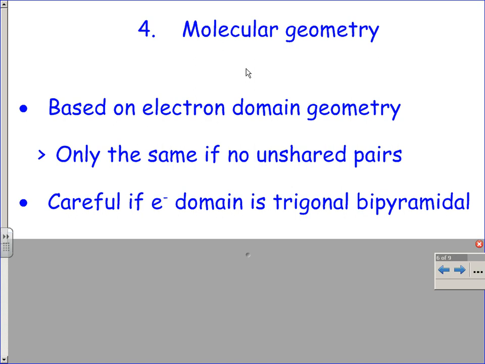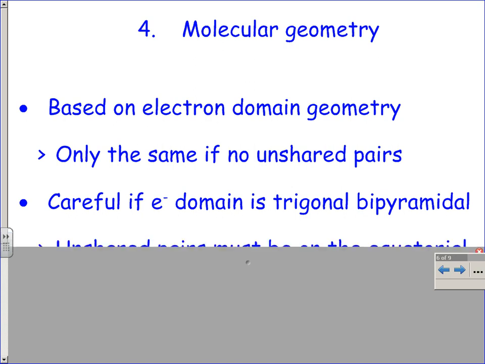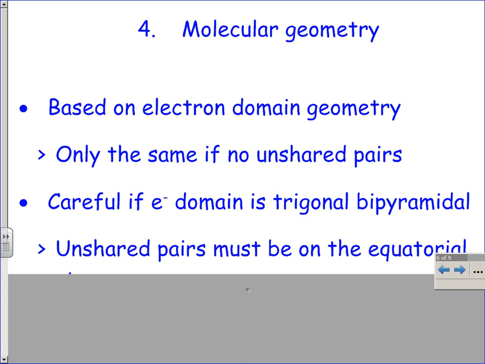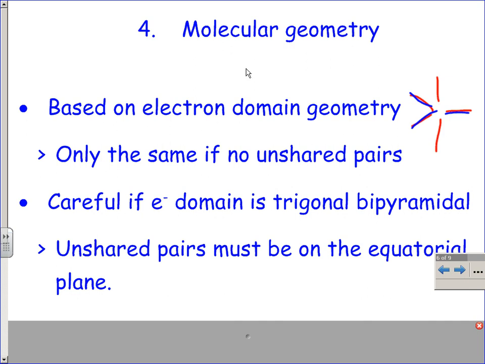And be careful of the one I mentioned. If the electron domain geometry is trigonal bipyramidal, that means the unshared pairs must be in the equatorial region. So if I have my base electron domain geometry, which is one above and below, 180 degrees apart, and then in my equatorial region, I have 3 that are 120 degrees apart. If I have unshared pairs, they have to go in this region first. And that's going to take us from seesaw to T-shape to linear as I add unshared pairs. So be particularly careful of the trigonal bipyramidal when you're looking at molecular geometries. Unshared pairs, remember, must be in the equatorial plane.